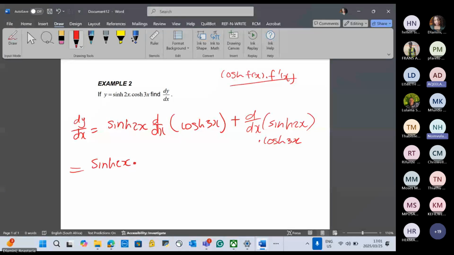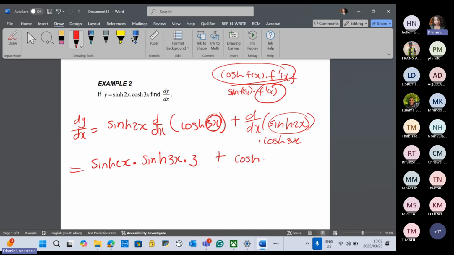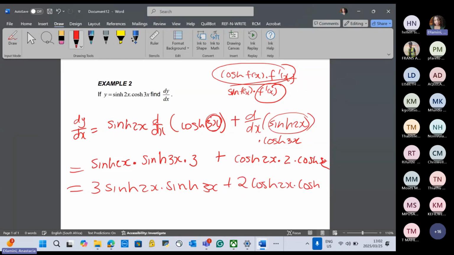So we look at our table and it says sinh f of x, and then f prime of x. So sinh of, what is our f of x in this case? It's 3x. Thank you. 3x times the derivative of f of x, which is 3, plus, what is this? We know it's cosh of 2x times the derivative of 2x, which is 2, times cos of 3x. So now this is equal to 3 sinh of 2x times sinh of 3x plus 2 cosh of 2x times cos of 3x.